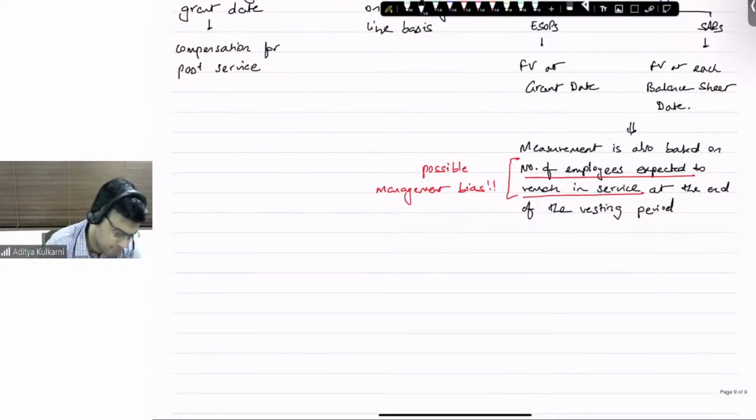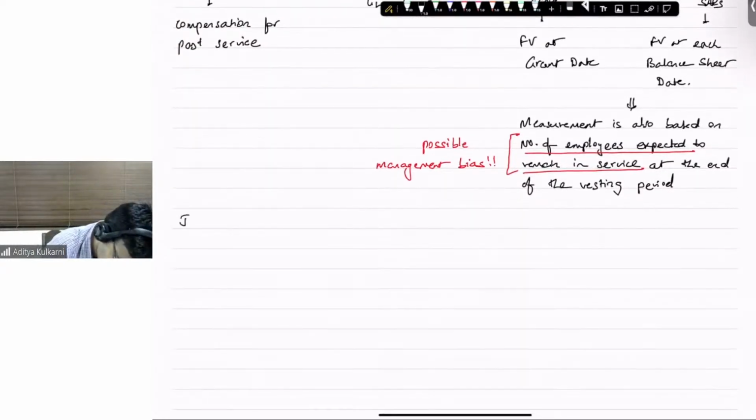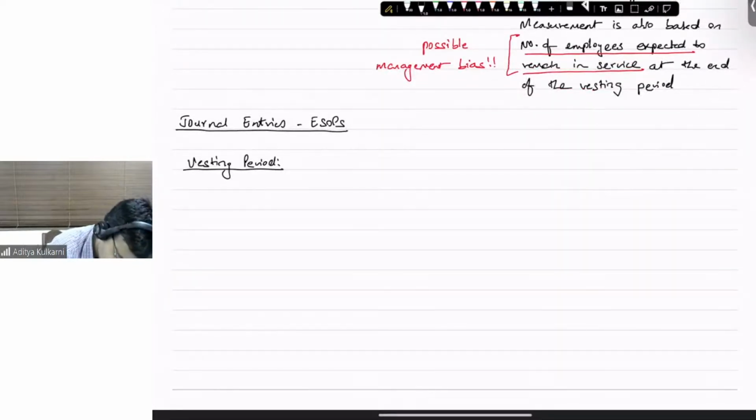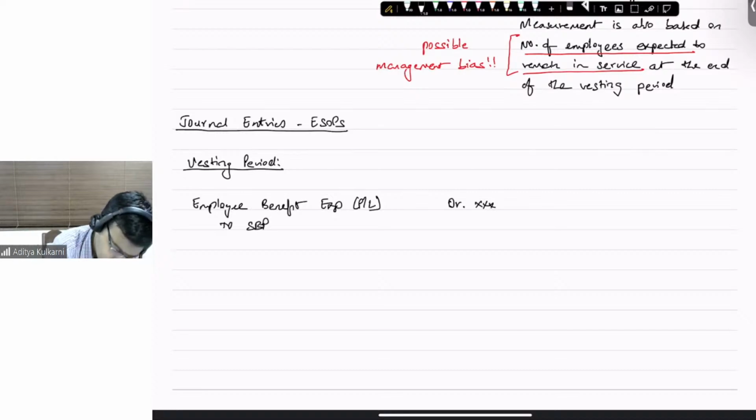Journal entries for stock options. We have already done it, but just for the theory: in the vesting period, we pass the entry employee benefit expense, which ultimately moves to the P&L, to SBP reserve.